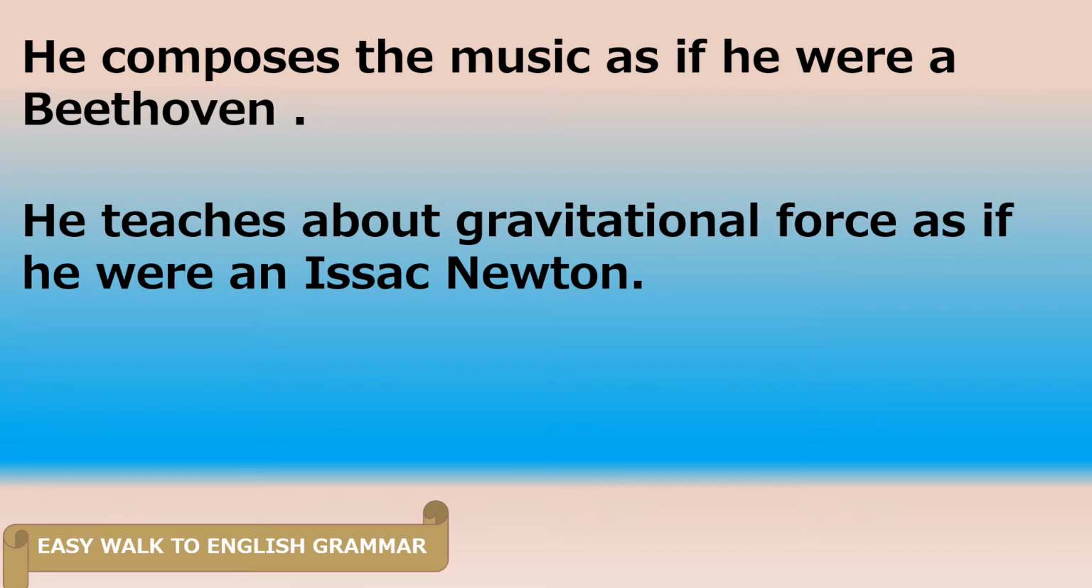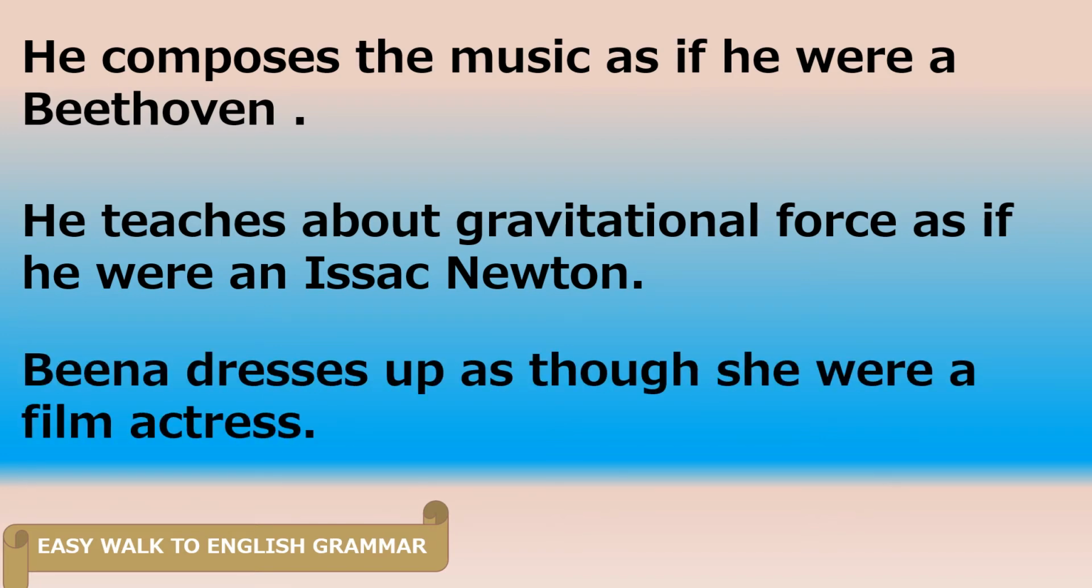We can go for one more example. Bina dresses up as though she were a film actress. Here in this sentence, we used as though. And we have already learned that we can use as if or as though in the same sense. Coming to this sentence, Bina dresses up as though she were a film actress. Here, it's very clear that our subject, Bina, is really not an actress, not a film actress.